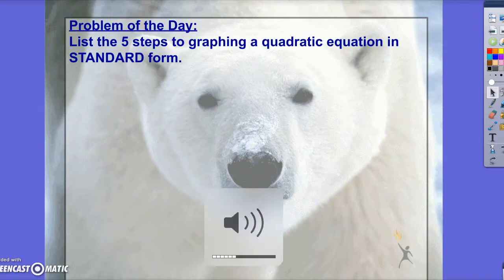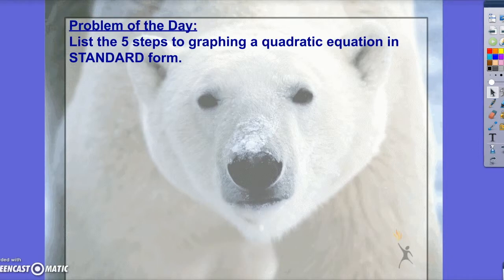All right, so for today's lesson, we are going to move on to lesson 4.9. And I know it might be some of a jump because we just talked about 4.1 and 4.2, but 4.9 is still graphing, so I sort of jumped to the end of the chapter here. Problem of the day is here. List the 5 steps to graphing a quadratic equation in standard form.